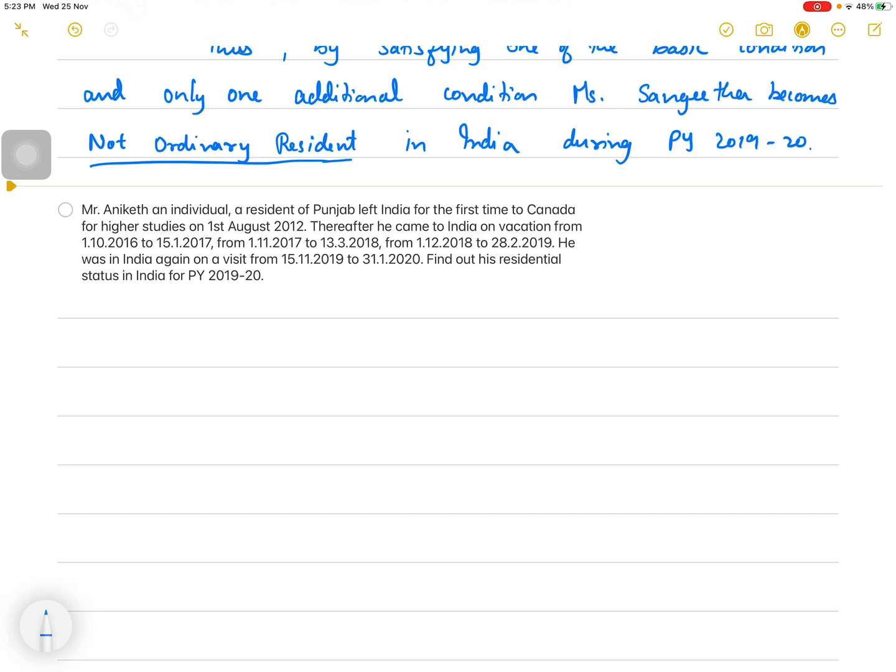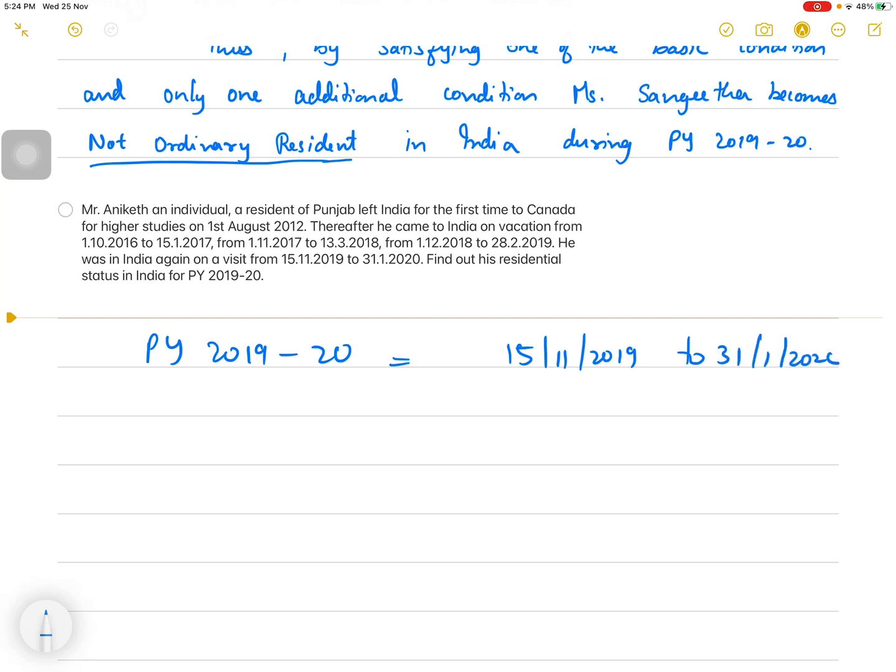Okay, let's find out. So for the previous year 2019-20, his stay in India was 15/11/2019 to 31/1/2020. Now Mr. Aniket is an individual who is resident of India and he has come to India on a visit, but Mr. Aniket has not settled abroad. Okay, he has only gone for higher studies. So in this case also you have to check the second basic condition, if he satisfies the second basic condition or not.